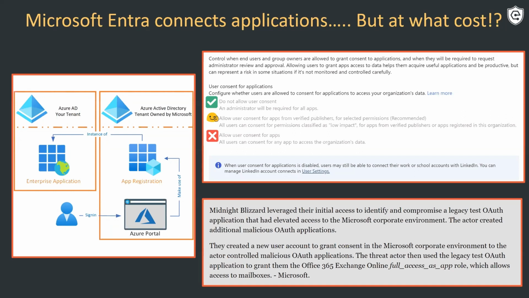So if you look up in the upper right, you can see "do not allow user consent. An administrator will be required." That is the setting that you should use. Obviously, we're going to show you how bad this can be on the next couple of slides. But at a bare minimum, the middle setting that's got the smiley face will allow users to register low impact applications, ones that just want to understand profile data or email address. But the bottom one, allow user consent for all apps, is really dangerous.